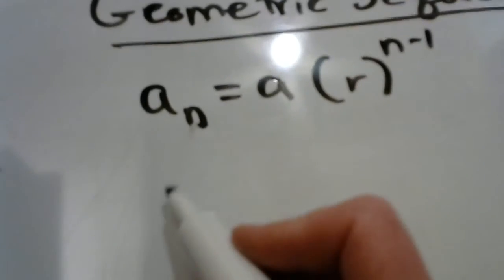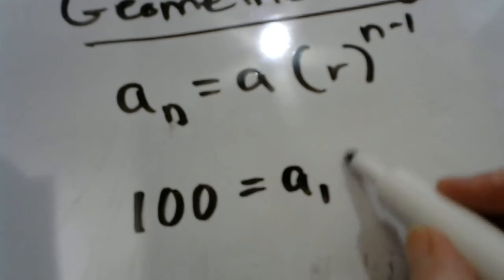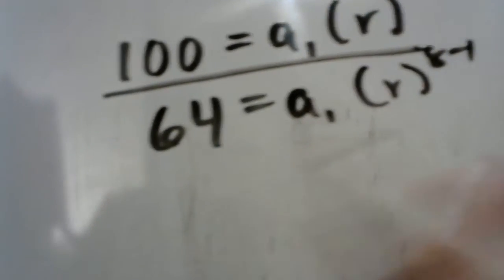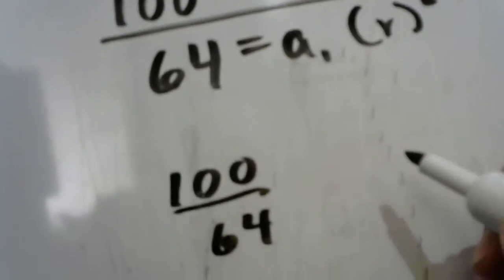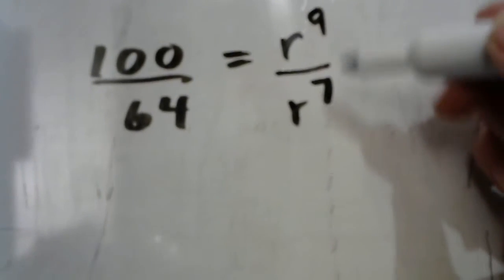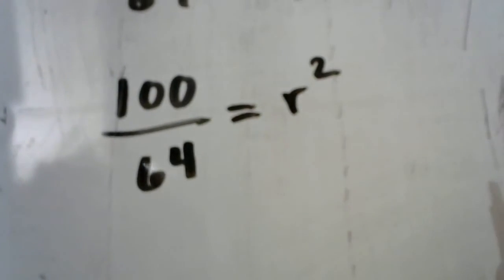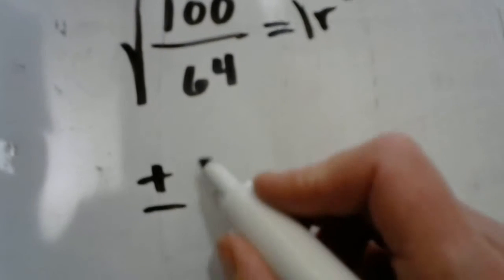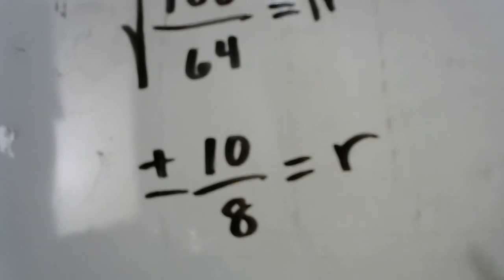So in this equation, we will have 100 equals a1 r to the 10 minus 1, over 64 equals a1 r to the 8 minus 1. That will give us 100 over 64 equals, you'll see that the a1's knock out, r to the 9 over r to the 7. And remember that division is subtraction of exponents. So 100 divided by 64 is equal to r squared. In order to get r, we'd have to take the square root of both sides. And remember, anytime we take the square root, it must be plus or minus. So it's plus or minus 10 over 8 is our common ratio.